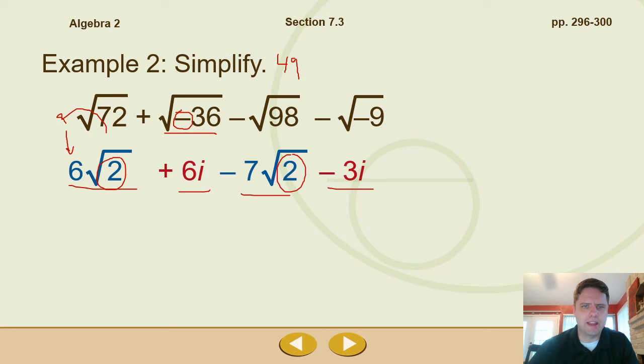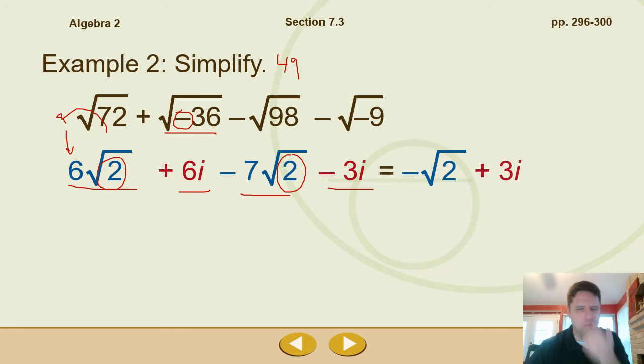And now note, the things that are blue here are alike, and the things that are red are alike. So now we can add and subtract the things that are alike. So 6 minus 7 would be negative 1, so we'd have a negative square root of 2. And then 6i minus 3i would be a positive 3i. So we get negative square root of 2 plus 3i. And that's our answer.